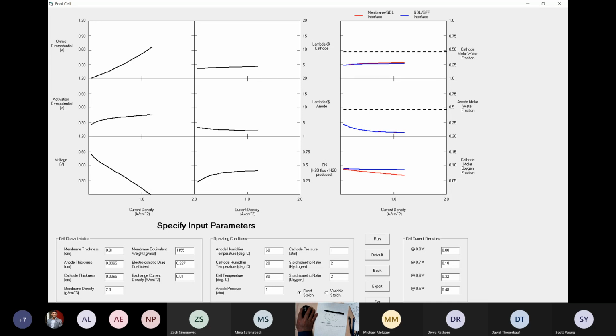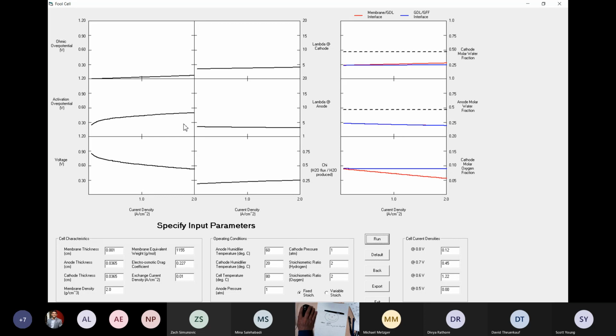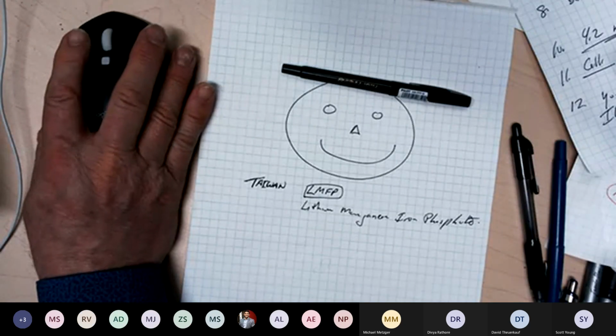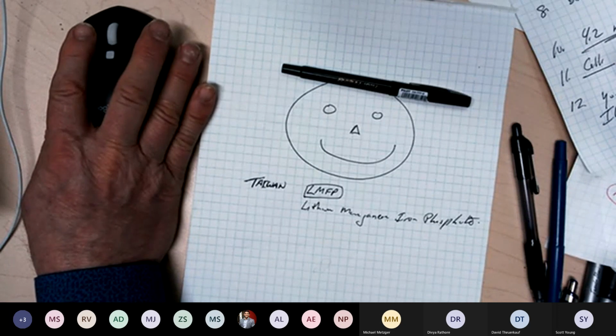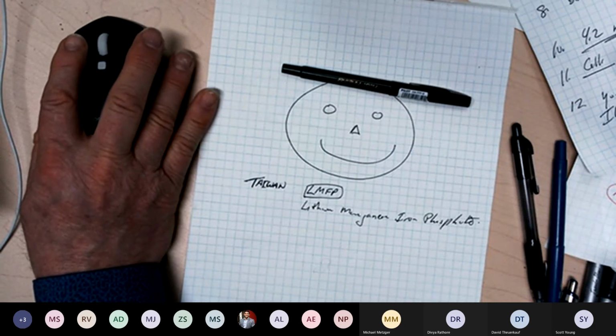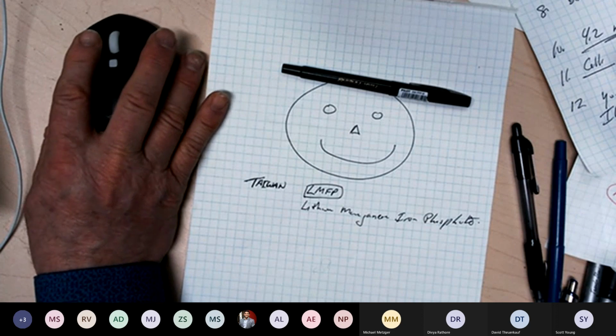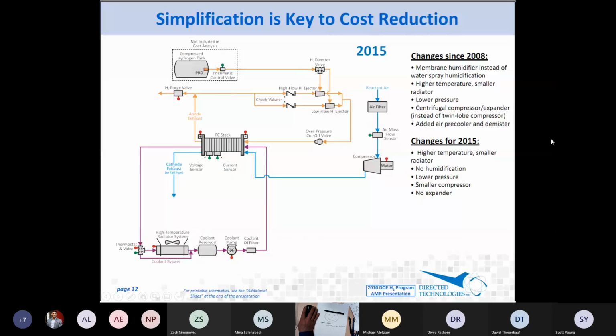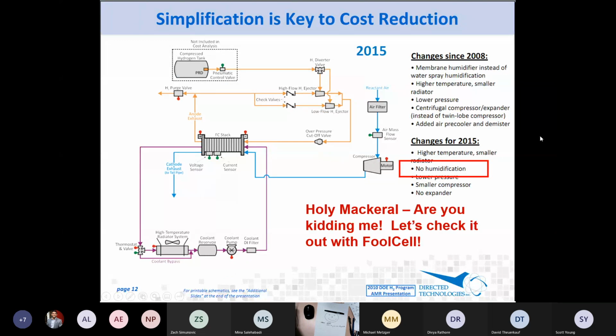And that allowed the fuel cell to operate with virtually no humidification, and in fact, no humidification at all in the 2015 and beyond case. So we'll go back to the PowerPoint for a second. How do I do that? Okay, I think you should see the PowerPoint again, do you? Yep.